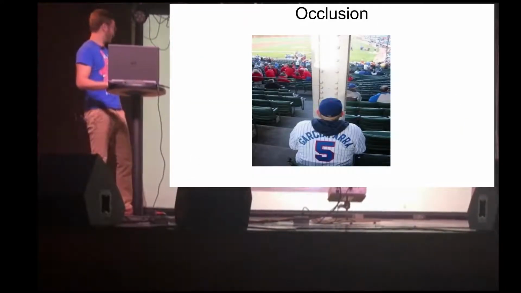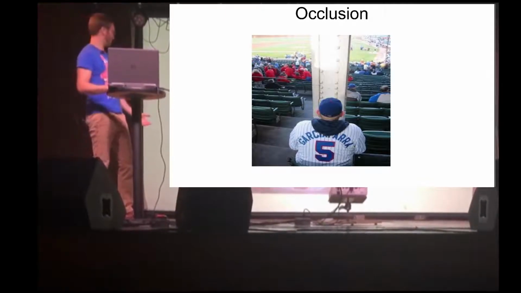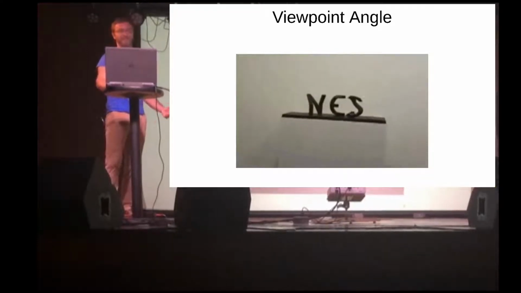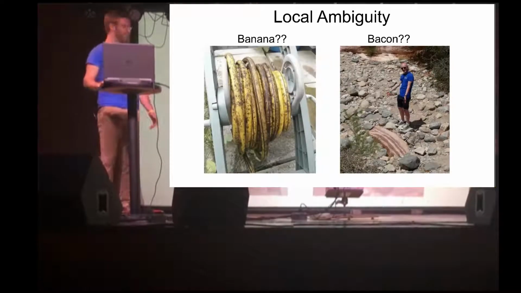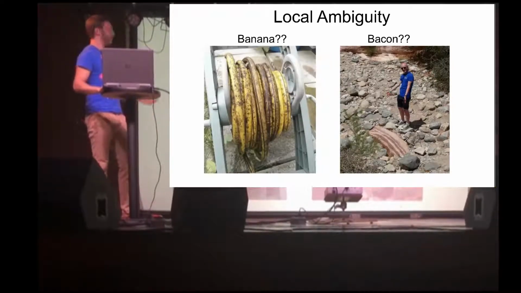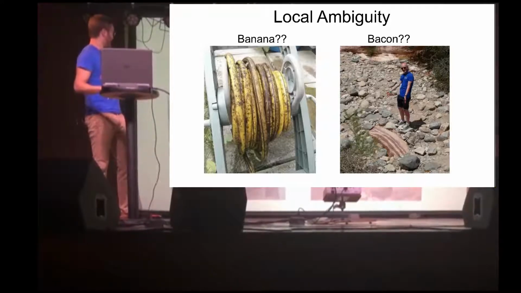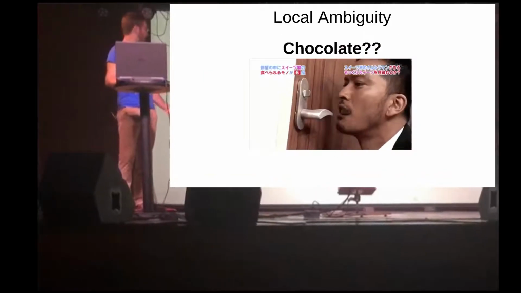The next one is occlusion, where you might be trying to identify something where you can't see something that's really important about it. There's viewpoint angle, where if you're standing to the left or the right of something, it might look like something completely different. There's local ambiguity, where if you just look at a small chunk of these images instead of the whole thing, you might try to peel this hose or throw that rock on your frying pan. Or you might miss out on a delicious piece of chocolate.